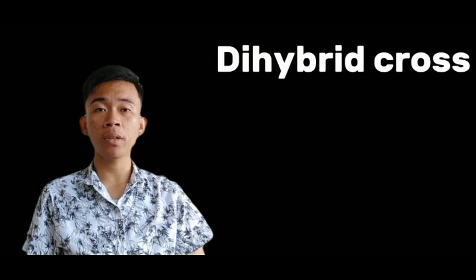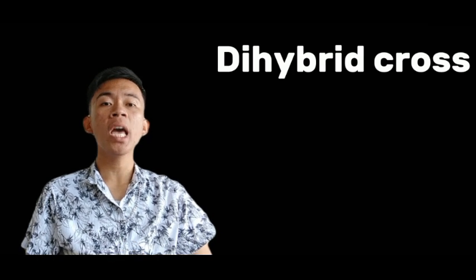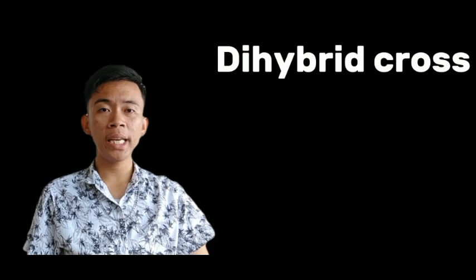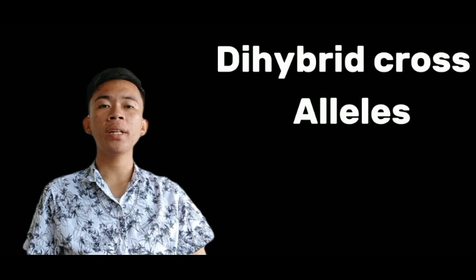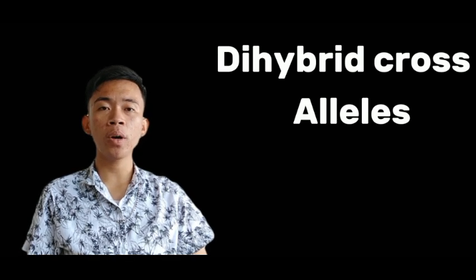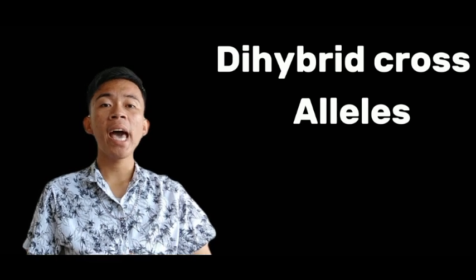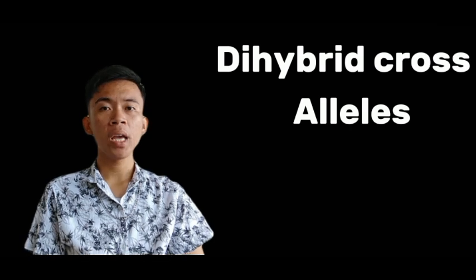In a dihybrid cross, you examine the inheritance of two different traits controlled by two separate genes. Each gene has multiple alleles. Alleles are different forms of a gene that can encode for variations of a trait. For each gene, an individual inherits one allele from each parent.